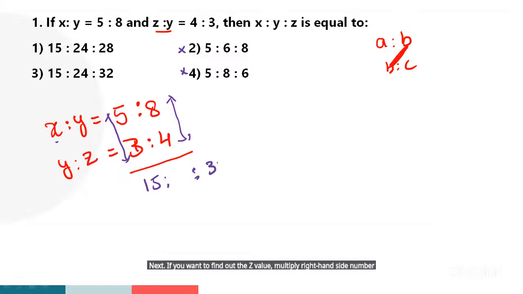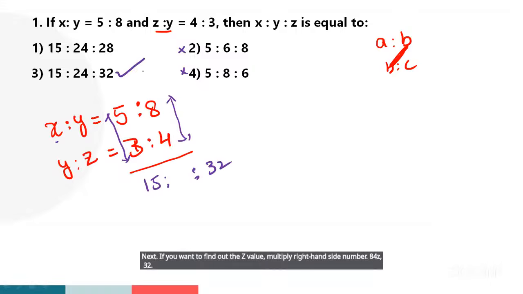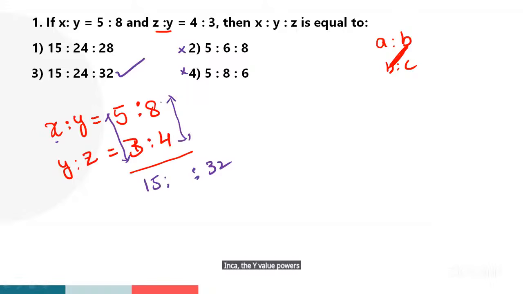8 4s are 32. So only one option is there, 32. That's why option 3 is the right answer, guys. Here, option 3 is the right answer. Inka y value kavalsina avasaram unda? Not required. Okay, kavali sir ani anukondi, 3 8s are 24, guys. That's why the answer is 15 is to 24 is to 32. Clear?